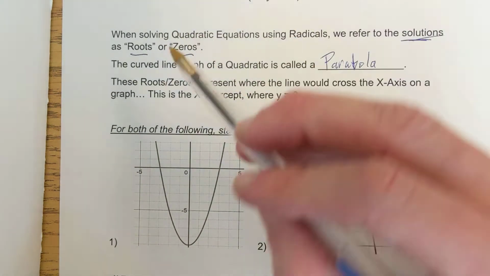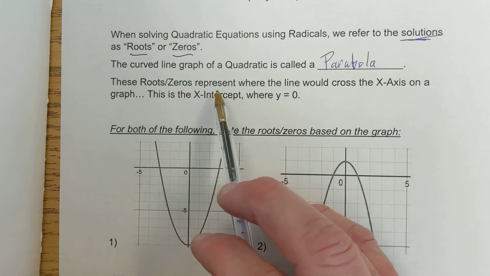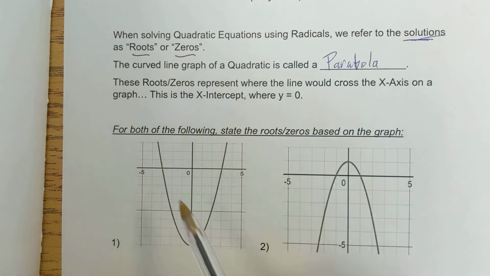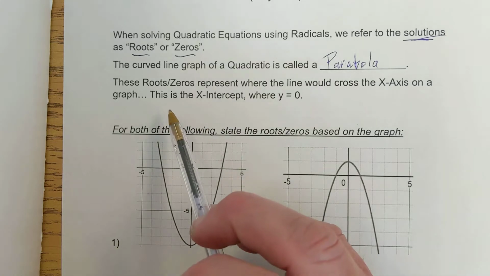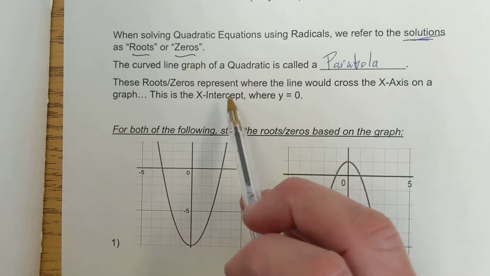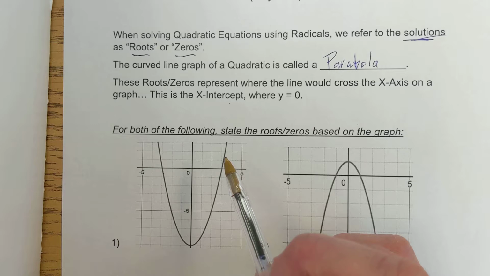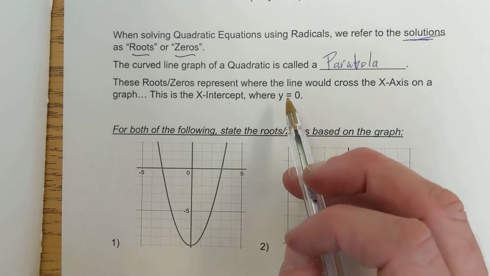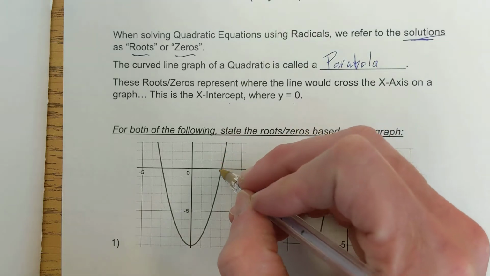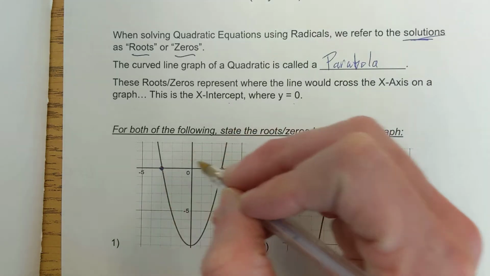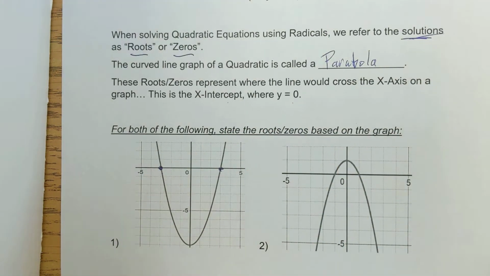Now, these roots or zeros, which are the solutions, represent where the line would cross the x-axis on the graph. So we're going to be looking at these 2 points here in a second. And so this is the x-intercept, where if you recall from going back to linear and lines, to get the x-intercept, we had to plug in y was 0. So right here and right here, to get the x-intercept, that is where y would equal 0.